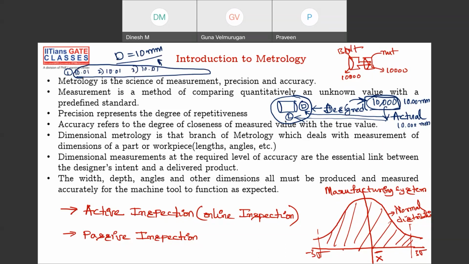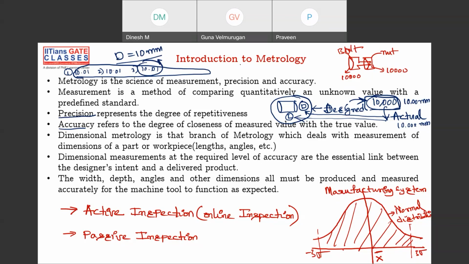So if you maintain that repetitiveness, even though you are wrong, that is consistency. It's like cricket. Let's say some batsman is there. In any match he plays, you are sure that he'll consistently give you 50 runs. That is consistency. So repetitiveness is very important. The degree of repetitiveness, how many times you are repeating the same value, is your precision. And accuracy is nothing but how close you are to the true value.